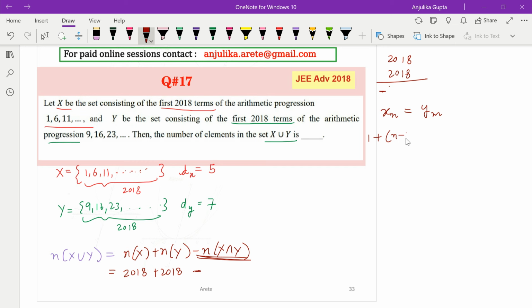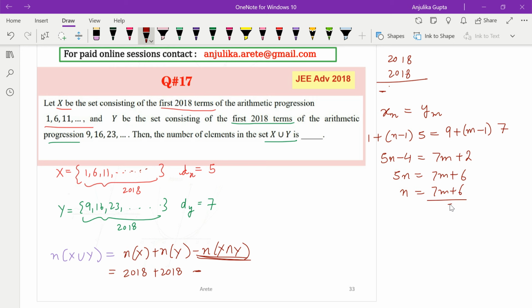I will say that 1 plus n minus 1 times d, where d is 5 for the first sequence, should be equal to the mth term of the second sequence: a is 9, so 9 plus m minus 1 times the common difference 7. Now I just need to solve this. So I get 5n minus 4 is equal to 7m plus 2. So I get 5n is equal to 7m plus 6. Or I can divide by 5 on both sides.